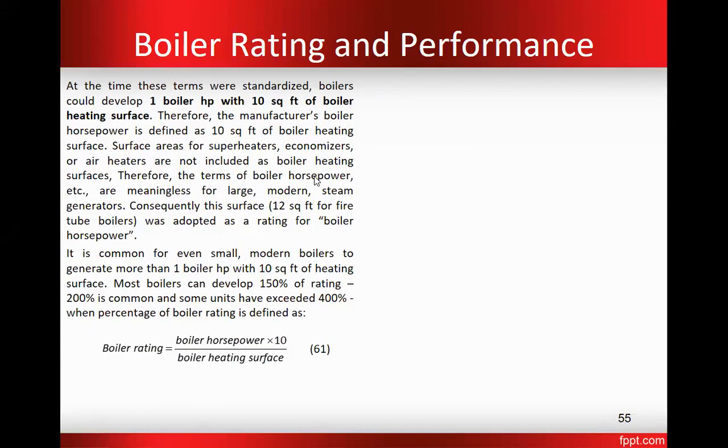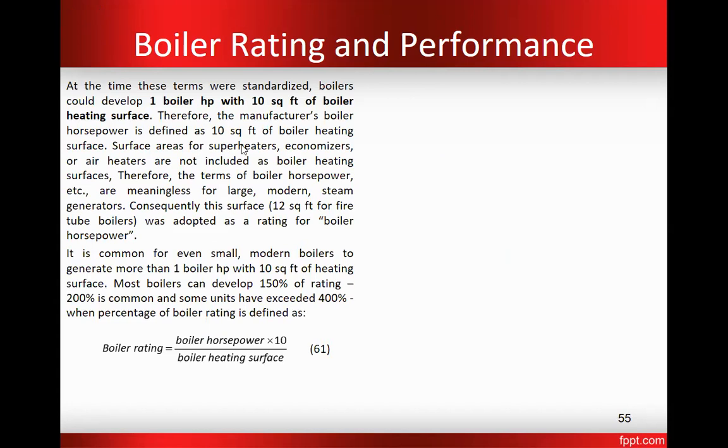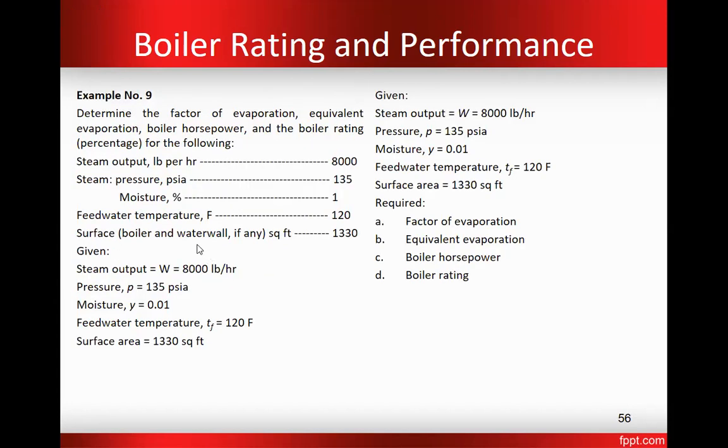So, example number 9. Determine the factor of evaporation, equivalent evaporation, boiler's power, and the boiler rating percentage for the following. Note, boiler rating is always expressed as a percentage. Steam output is 8,000 pounds per hour, steam pressure is 135 PSI absolute, the moisture is 1 percent, feed water is 120 Fahrenheit, and the surface of the boiler and water wall is 1330 square feet. The water wall is also considered part of the boiler. Here it was said that the superheater, economizer, and air heater are not included, so the water wall is different.